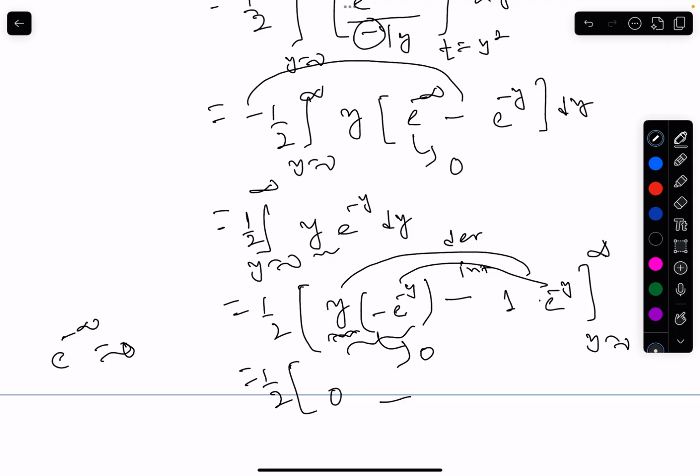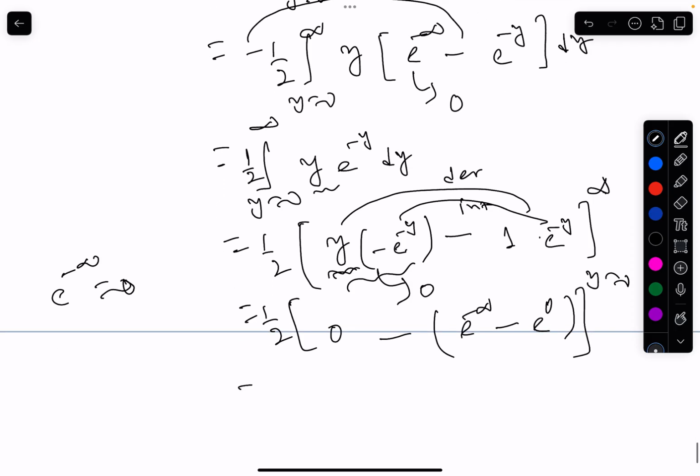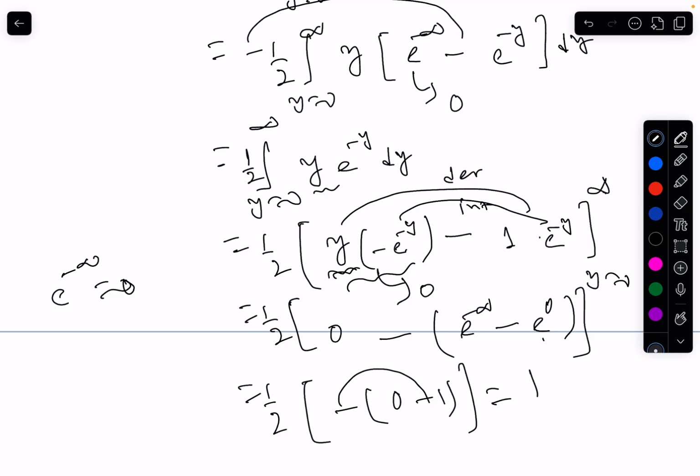Now this is negative e power minus infinity, then minus e power 0. So that is 1 by 2. e power minus infinity is 0, e power 0 is 1. Negative, negative, positive. And so the answer is 1 by 2.